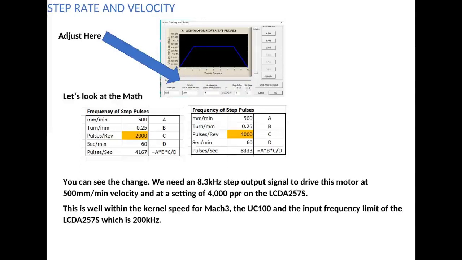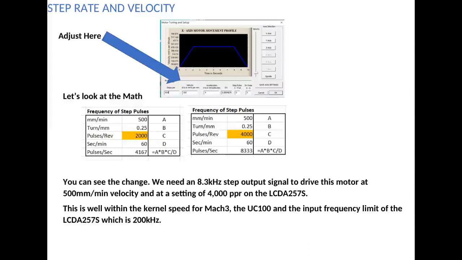Okay, let's look at something else. In the motor tuning section of Mach 3, you can determine the maximum velocity in inches per minute or millimeters per minute. So the step pulse frequency required is determined by the ratio of the motor turns to linear movement and the maximum velocity you have set.